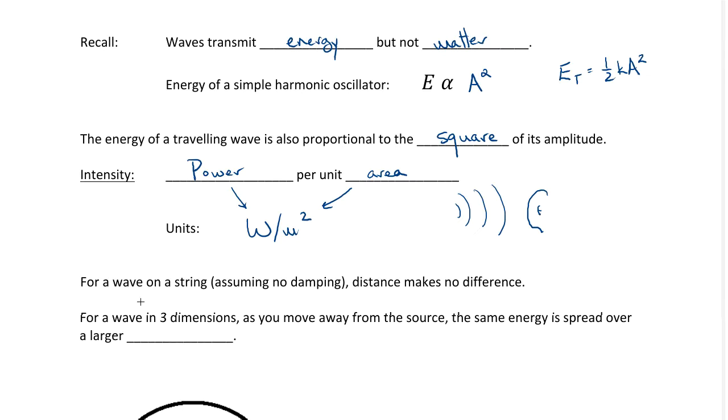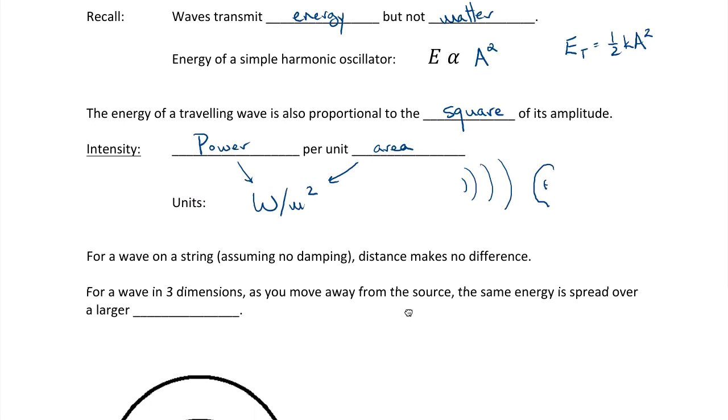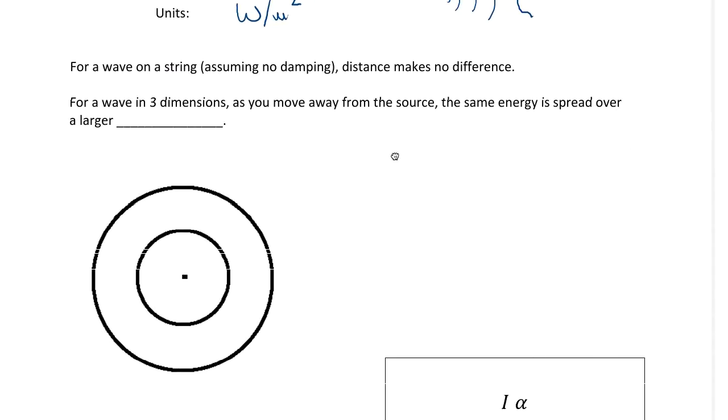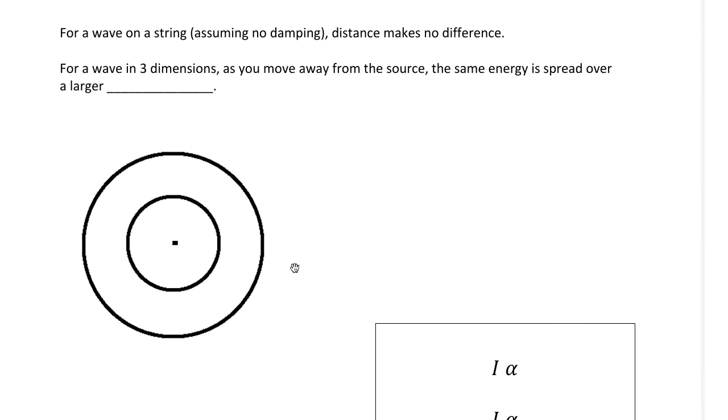Now, for a wave on a string, if we assume that there's no damping, distance makes no difference because the amplitude doesn't change, the energy doesn't change. But when we have a wave spreading out in 3 dimensions, as you move away from the source, the same energy is getting spread out over a larger area. Let me give a diagram to show what I mean.